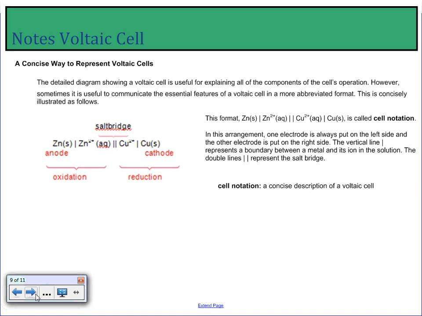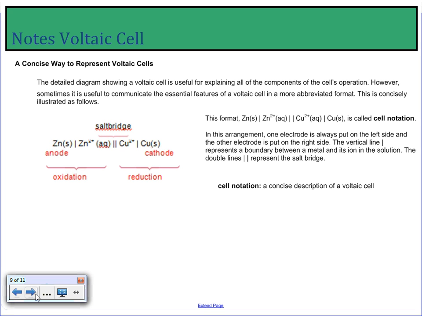A detailed diagram showing a voltaic cell is useful for explaining all of the components of a cell's operation. However, sometimes it is useful to communicate the essential features of a voltaic cell in a more abbreviated format. This is concisely illustrated as follows.